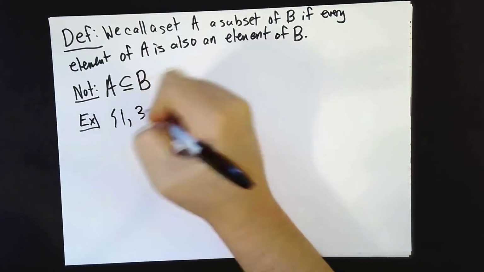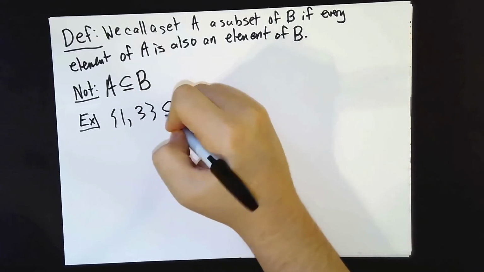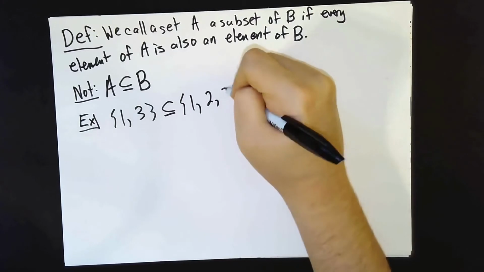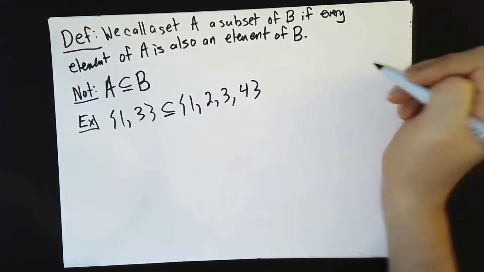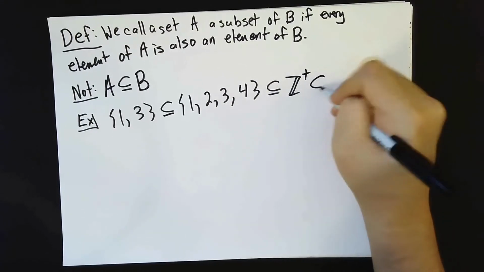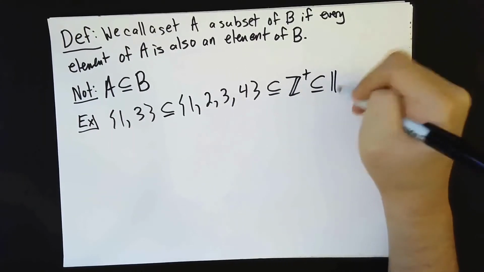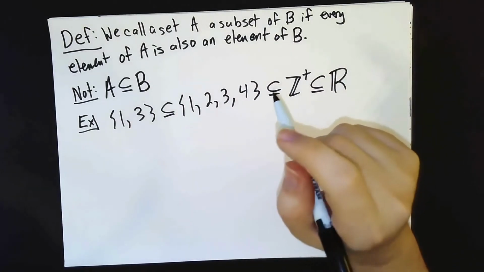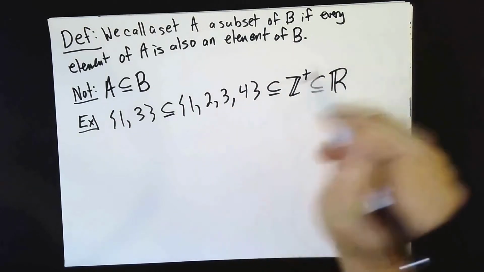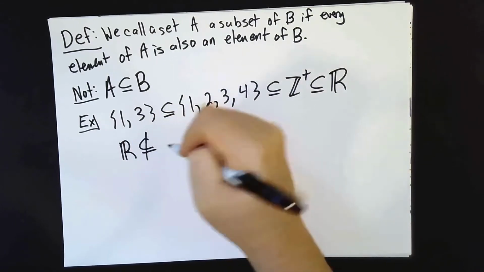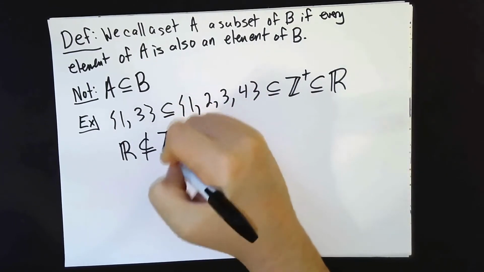So for example, {1, 3} is a subset of {1, 2, 3, 4}. That is a subset of the positive integers. That is a subset of the real numbers. Just for example. Note this is directional, so definitely the real numbers are not a subset of the integers, for example.